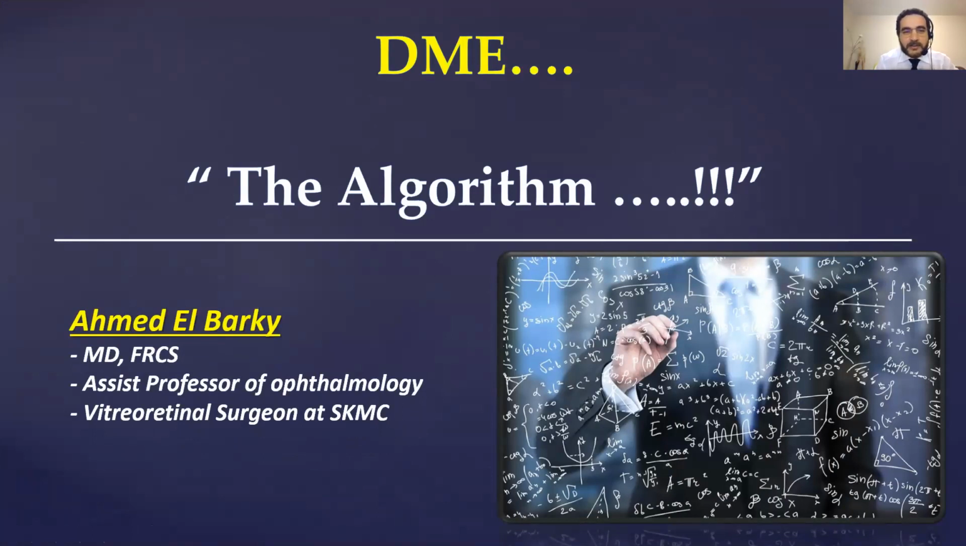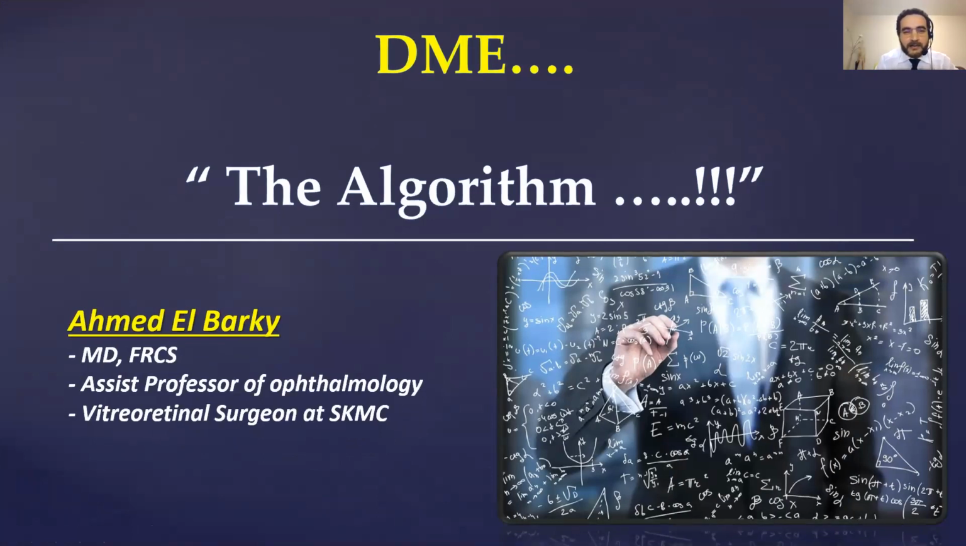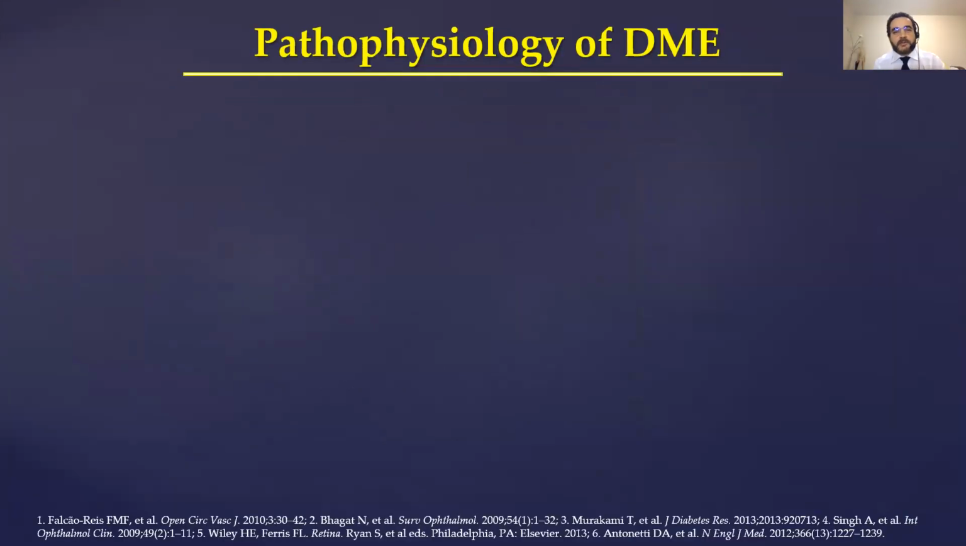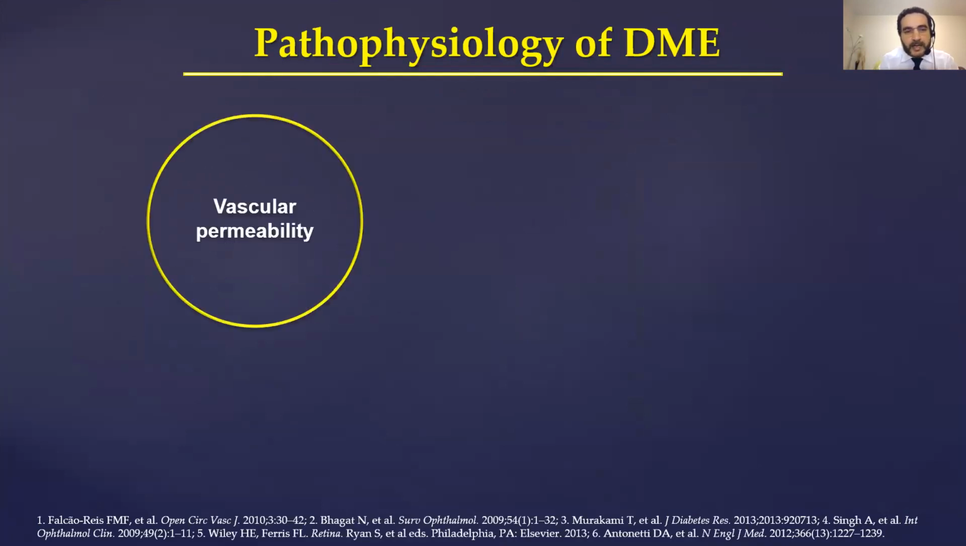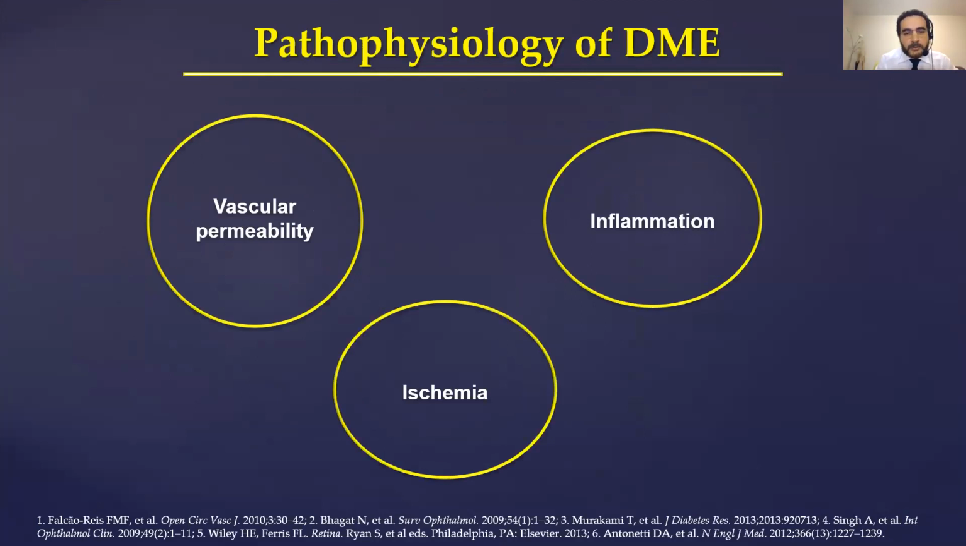So I will talk about the DME algorithm. First of all, we all know about the pathophysiology of DME, but I want to highlight something very important: we're still missing something in the pathology of DME. If you look at the literature or the textbook, you'll find the exact pathogenesis of DME is not yet well understood. But there are some theories and some evidence for that. For sure vascular permeability plays a very important role in that, adding to this for sure inflammation, and ischemia also play a role.